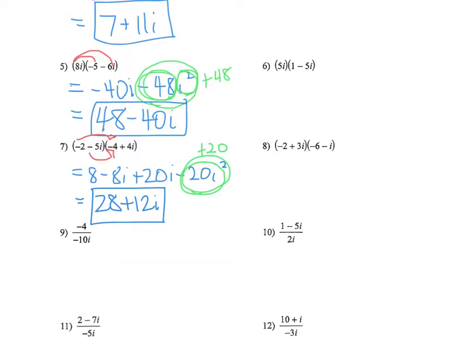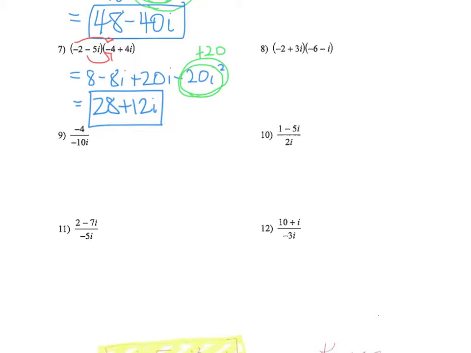The bottom part has division. Now the problem with the division is that we have an i, which is the square root, in the denominator. And for all of these, I'll do one with you, you do the others. For all of them, you need to multiply by the conjugate. The conjugate of the denominator is just the opposite. The conjugate of negative 5i is positive 5i. The conjugate of negative 10i is positive 10i. The conjugate of 2i is negative 2i. The conjugate of negative 3i is positive 3i. I need to multiply both the numerator and denominator.